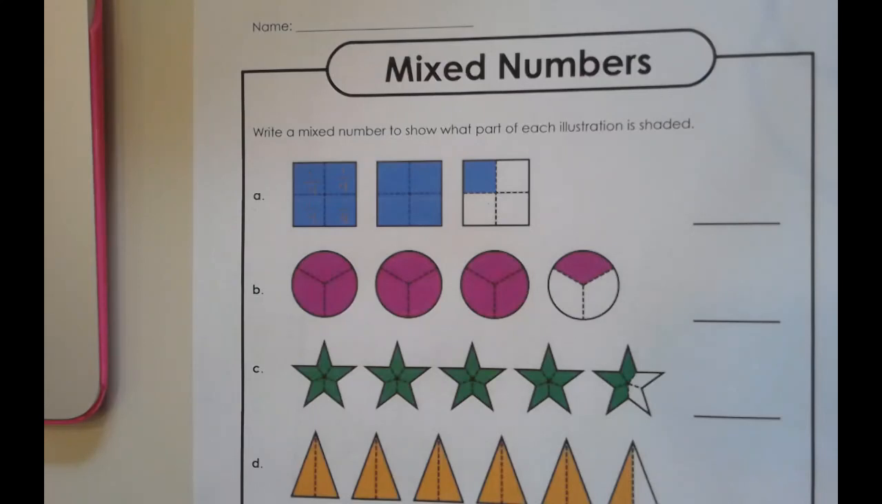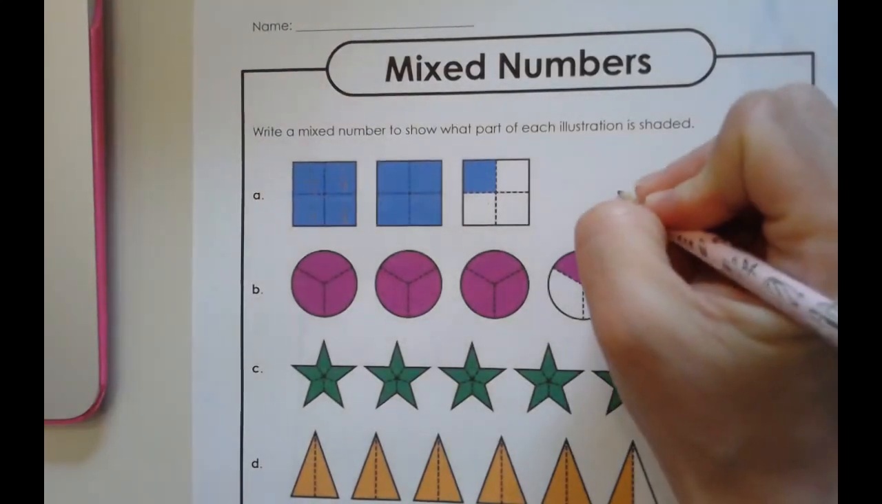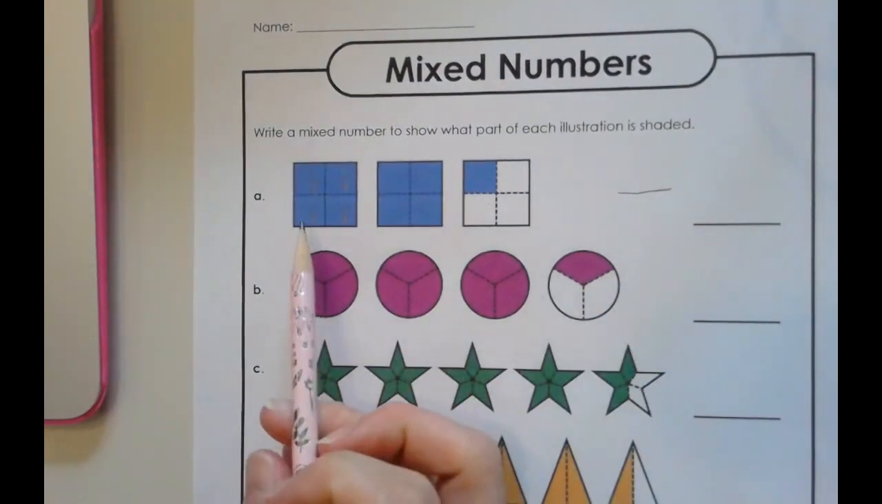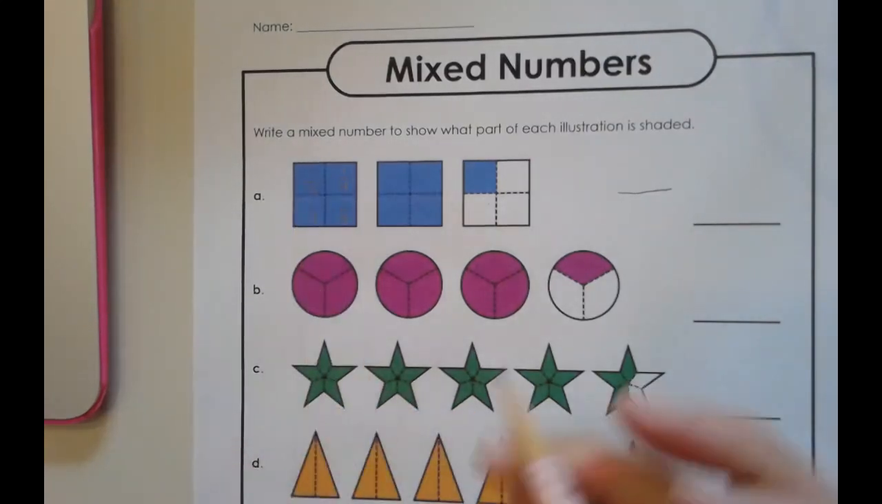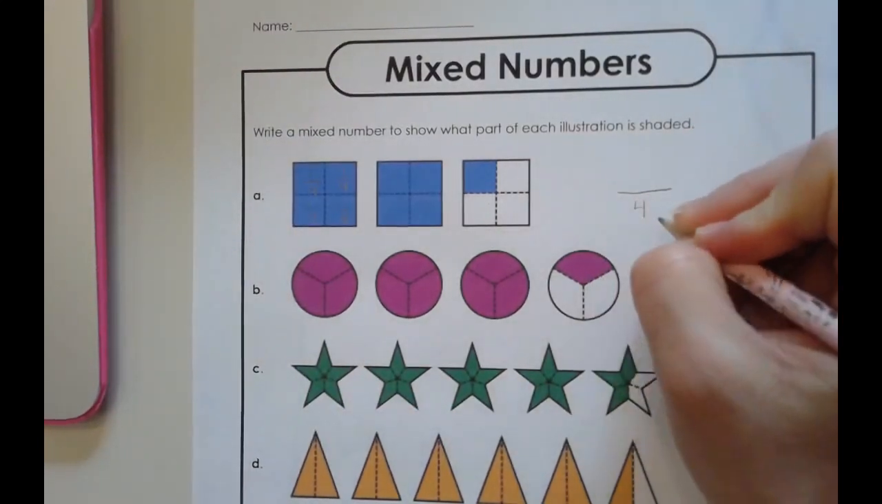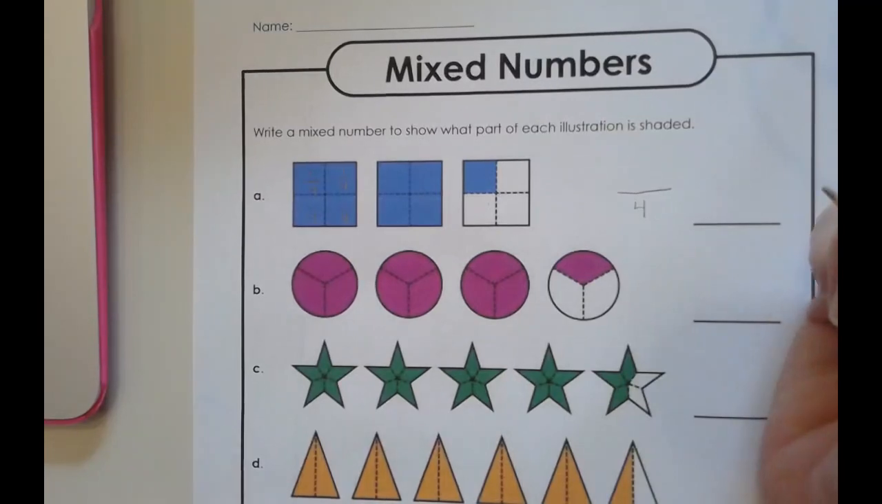I can express this 2 ways, as a mixed number and as an improper fraction. Let's first express it as an improper fraction. So, let's think first. Each square is divided into 4 equal pieces. So our denominator is 4 because these squares are divided into fourths.